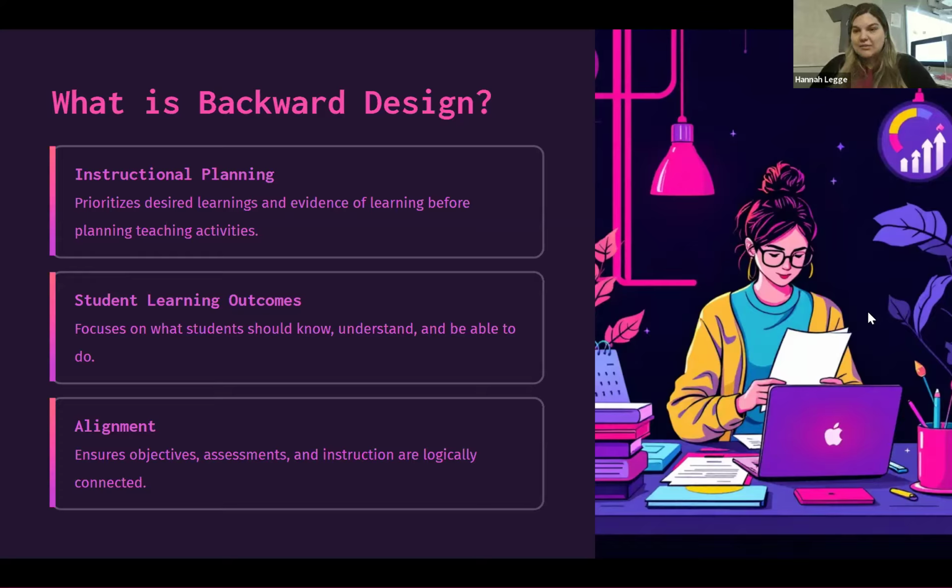And also alignment. This is more important than you may think, because from an administrator's view, when you walk into a classroom, you're looking for the objective to line up with what the lesson is, to line up with what the demonstration of learning is for that day or exit ticket. And it allows students to logically make those connections themselves in a way that's a little bit more natural, but also it helps whoever's walking in your room understand what's going on in your room a lot faster. So that alignment piece is essential because it ensures objectives, assessments, and instruction are logically connected.